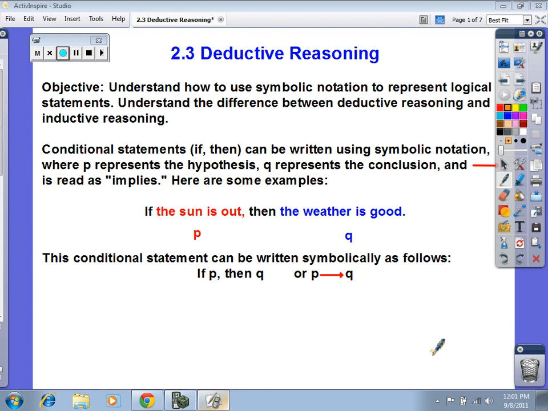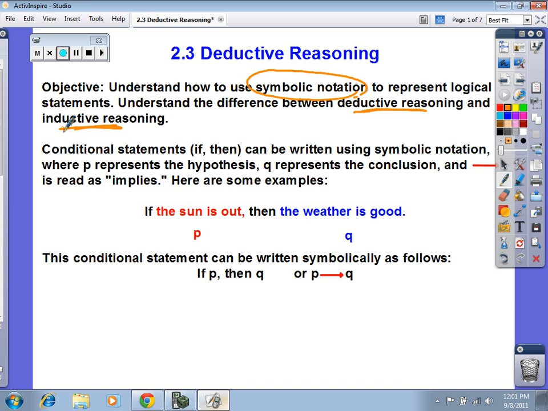Alright, 2-3. Deductive reasoning. We're going to do two things. First of all, we're going to show you how to use symbolic notation. And then we're going to talk about the difference between deductive and inductive reasoning.